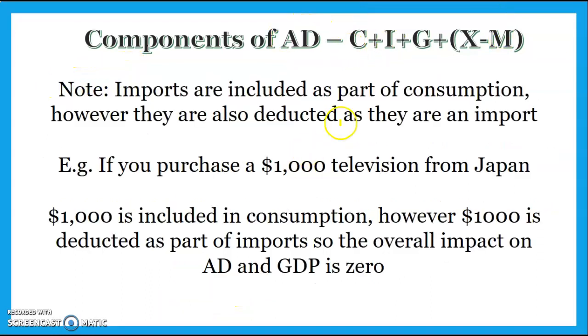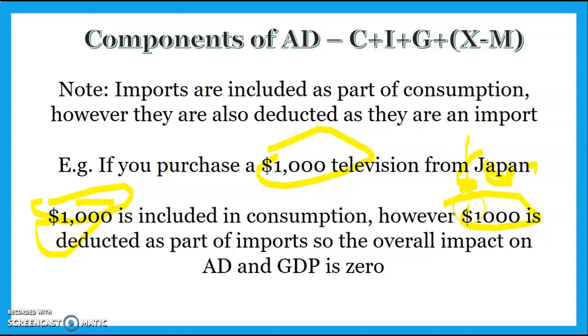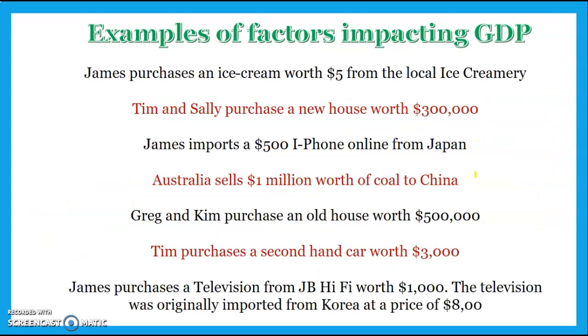Imports are included as part of consumption, however, they're also deducted. So if you buy a $1,000 television from Japan, $1,000 is included in consumption, however $1,000 is deducted as part of imports, so the overall impact on aggregate demand is zero. It's not helping the economy. If, for example, JB Hi-Fi bought it for $800, then sold it to you for $1,000, $1,000 would get included in consumption, then $800 would get deducted, so it would contribute $200 to our aggregate demand. So it's important to recognise that if a company in Australia makes a bit of money, then it does have some impact on aggregate demand.